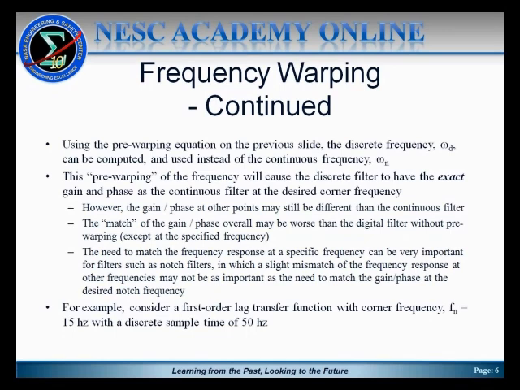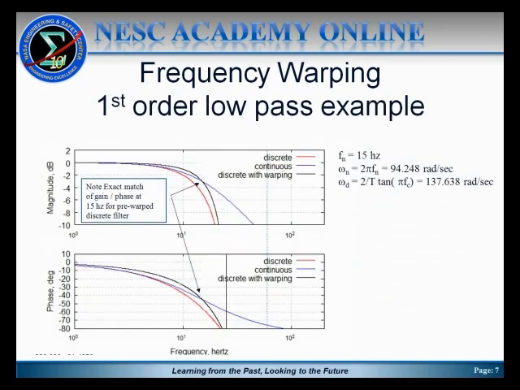So I'll just show a brief example here of a first order lag transfer function with a corner frequency of 15 Hertz that's got a sample rate of 50 Hertz. And we'll show on the next slide a Bode plot of what you get when you do the pre-warping versus not pre-warping. So what's shown here is a Bode plot of magnitude versus frequency on the top, and phase versus frequency on the bottom. The three curves that are shown there, the red curve is a discrete implementation of the filter without pre-warping. The blue line is a continuous filter that presumably you're attempting to replicate with this discrete filter.